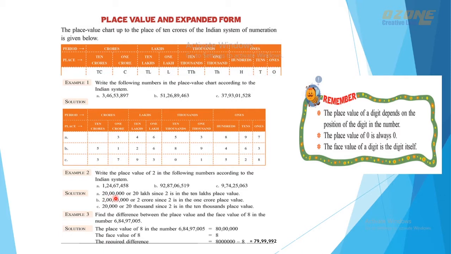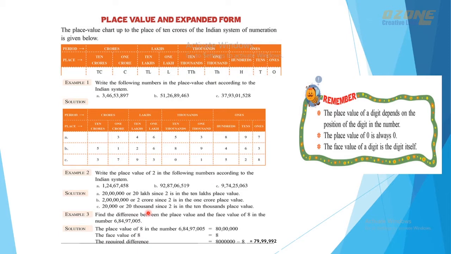So we can write it as 20 lakhs. Next question, 2 is in the crores place, so we can write it as 2 crore: 2 into 1 crore will become 2 crore. Next, 2 is in the 10,000 place, so 2 into 10,000 will become 20,000.